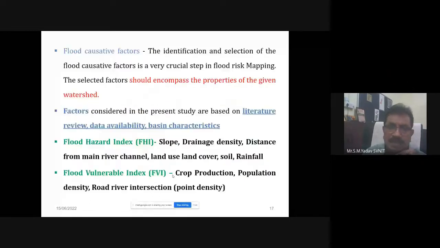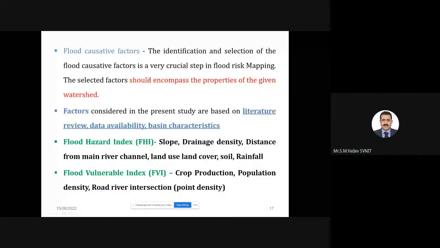The flood causative factors: the identification and selection of the flood causative factors is a very crucial step in flood risk mapping. The selected factor should encompass the properties of the given watershed. The factors considered in the present case study are based on literature review, data availability, and basin characteristics. For developing spatial map of flood hazard index, slope, drainage density, distance from main river channel, land use land cover, soil, and rainfall have been considered. While developing flood vulnerable index map, crop production, population density, and road river interactions, these three factors are considered.